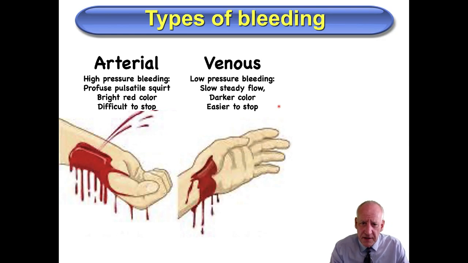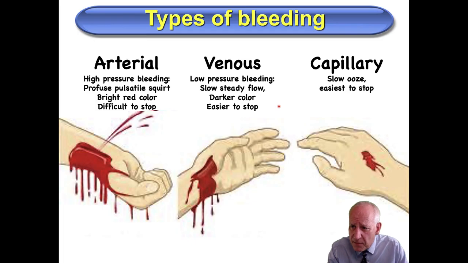How about a venous bleed? Well, venous pressures are typically only 10 or 12 millimeters mercury, low pressure. So if a vein is lacerated, we typically see slow, steady flow, and the coloration of the blood will be slightly darker because the vein carries deoxygenated blood from the tissues. The venous bleed will be easier to stop because it's under low pressure. And finally, a capillary bleed will be seen as a slow ooze. It's the easiest to stop. This would be laceration of the superficial dermis with oozing of both blood and lymphatic fluid.